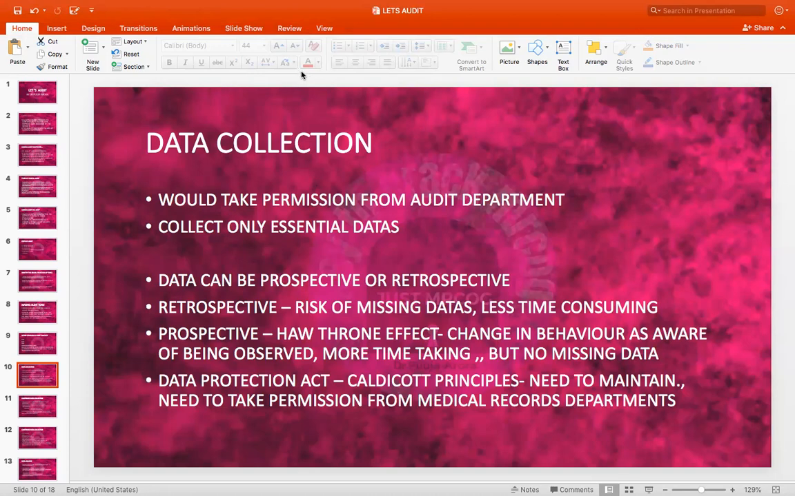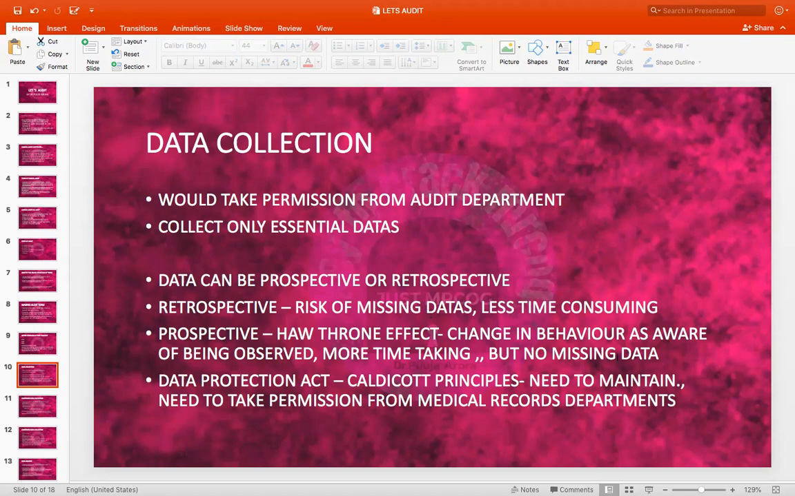Okay. So how to choose prospective, how to choose retrospective? We have to go only for essential data. Both kinds of data collection have their own advantages and disadvantages. If we go with the retrospective, there is a risk of missing data. Definitely, you won't be able to cover all the patients. Sometimes you won't be able to find all the operation notes. Probably there won't be proper documentation of some cases. So in retrospective, there is always a risk of missing data.